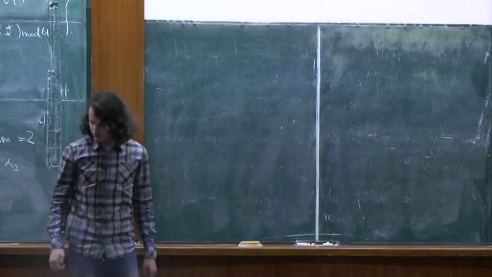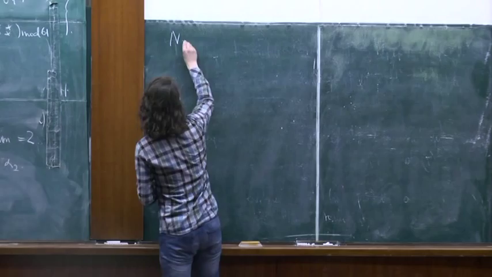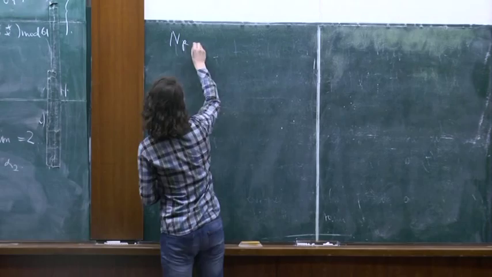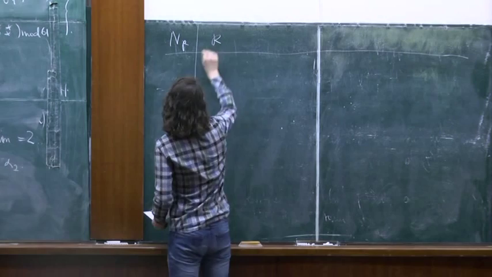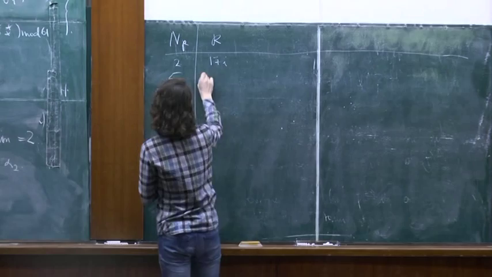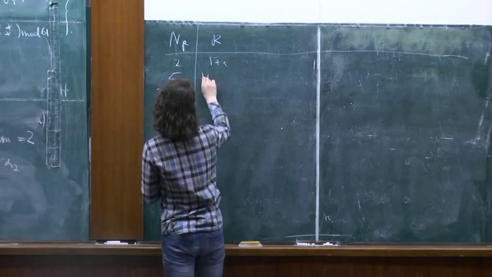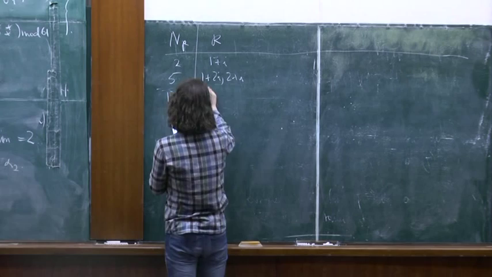I want to give the first few of those. So let me order my primes according to their norm. For norm 2, there's the prime 1 plus i. For norm 5, there are two of them. For norm 13, there are again two.